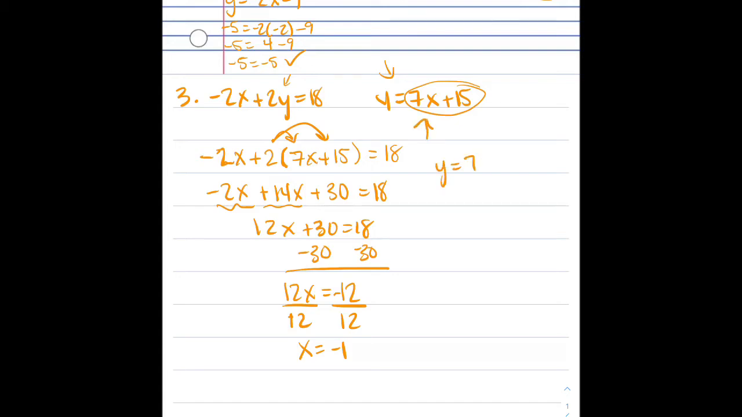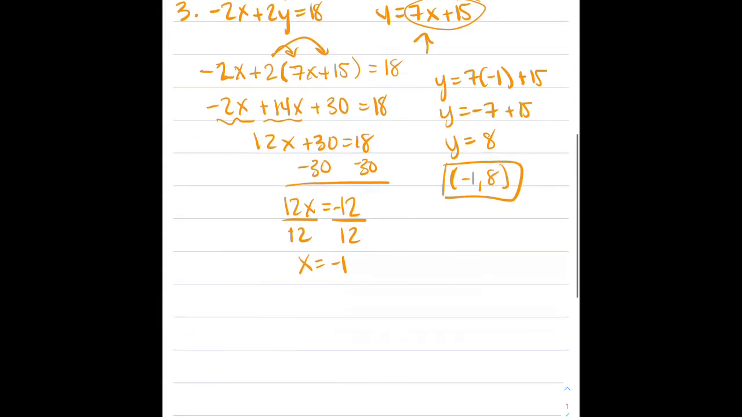So y equals 7 times negative 1 plus 15. So y equals negative 7 plus 15. So y equals 8. Yes, I think. So my point should be negative 1, 8. I'm going to go ahead and check it in that other equation.